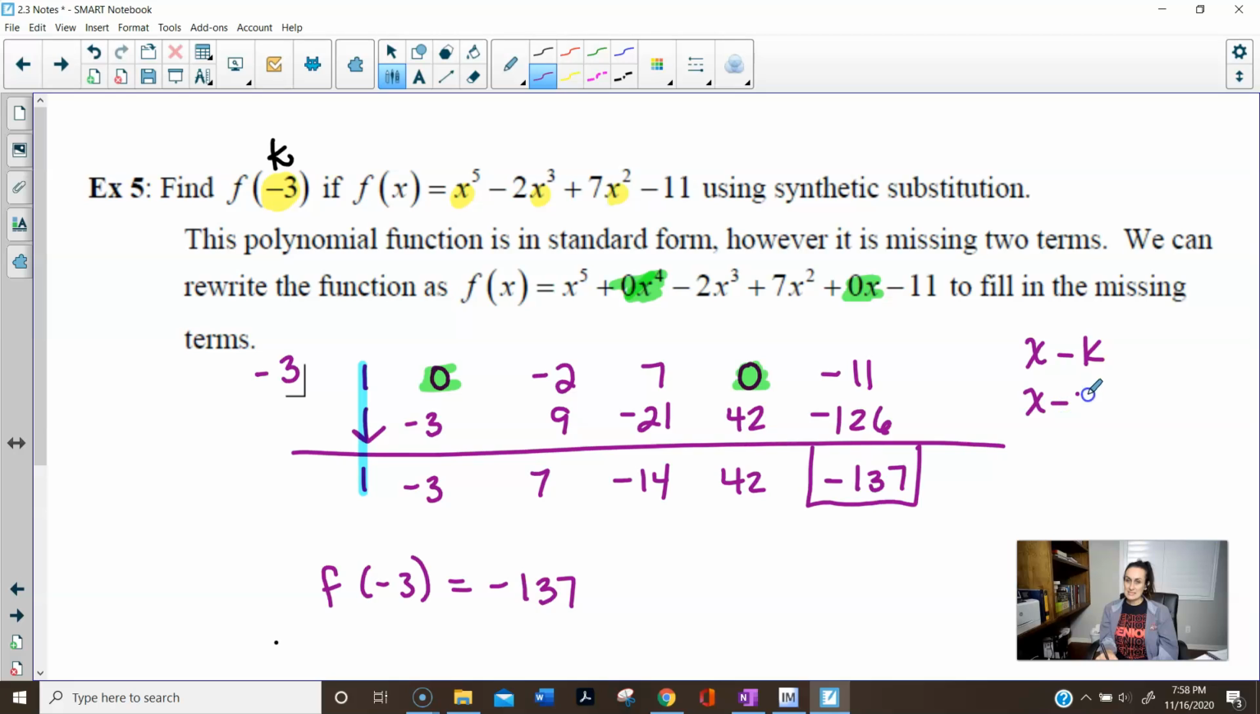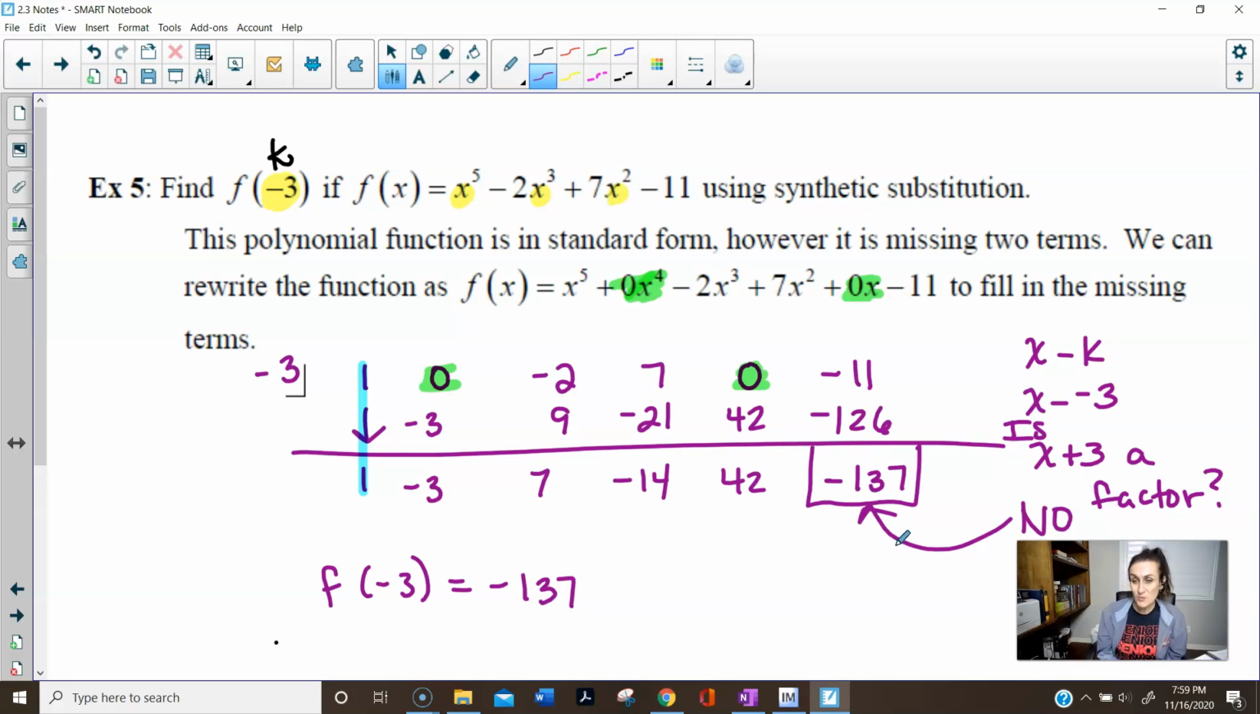So if I asked you, if k is -3, then if I did x minus k, that would be x minus -3. So if I said, is x plus 3 a factor of that polynomial function, you would say no way, because there's a remainder there. If that last number is 0, then yes, it would be a factor, which means that you would have a 0 there.